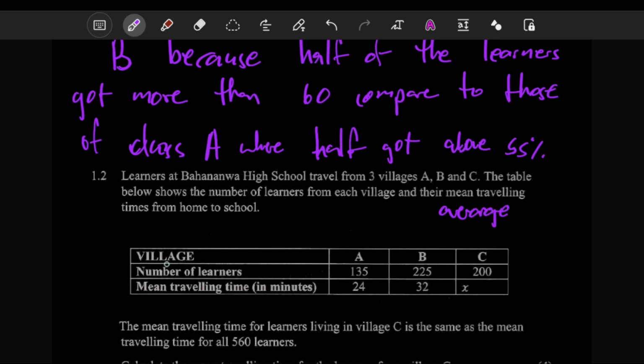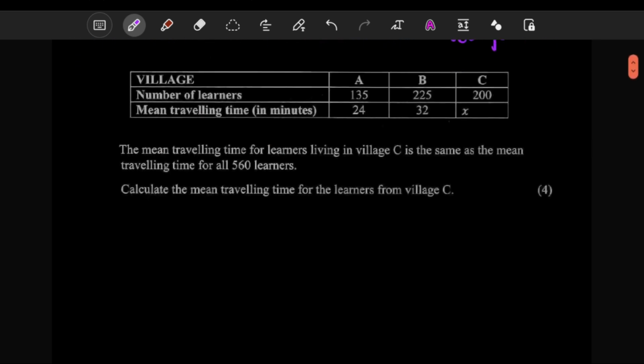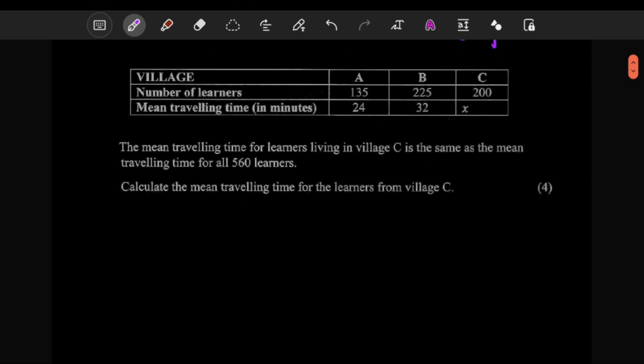So for example, here it says number of learners, you have 110, 35 learners from village A, 225 learners from village B, and this much from village C. So these are the average times here. Okay, for 4 marks. Oh my goodness. It says the mean traveling time for learners living in village C is the same as the mean traveling time for all 560 learners. Calculate the mean traveling time for learners in village C.